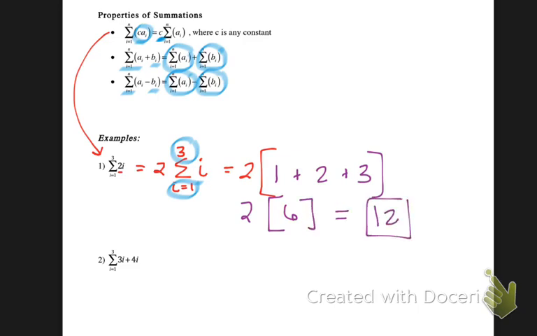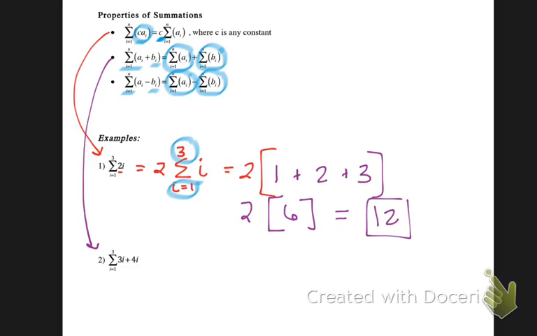So again, it would be simple to just plug in as is, but that property shows us that we can pull that 2 out in front, and in some problems in the future it will be necessary to pull that constant out in front. So number 2 is going to reflect the second property.